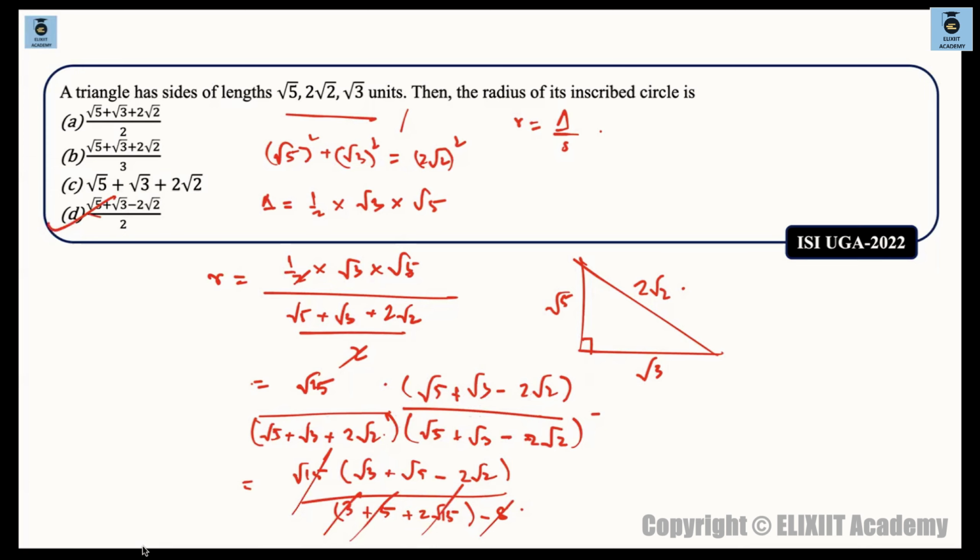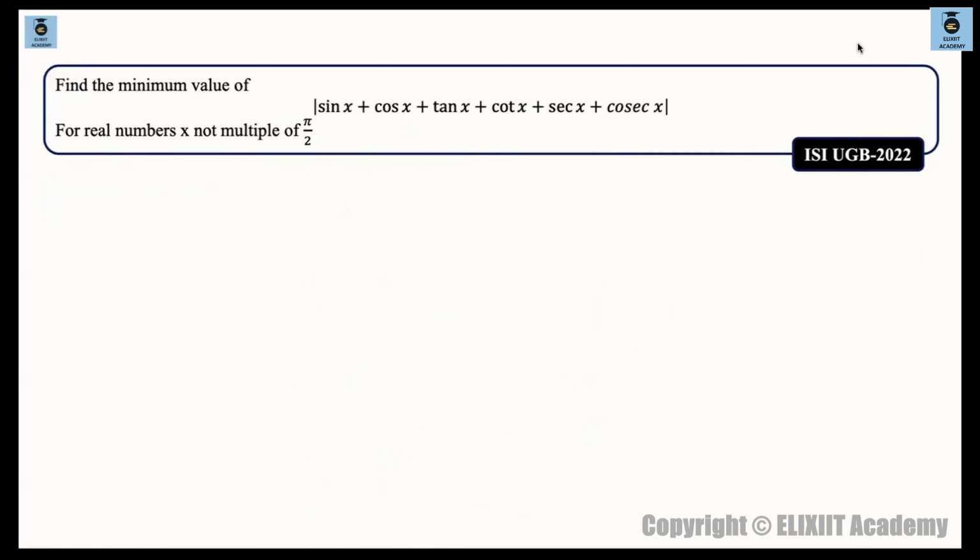Come on, next question. UGB 2022. This question was a notes question. If you see my notes, this is a very old question. I have hardly seen any question given directly from the material as it is, without changing any values. Similar questions you will definitely figure out. Find the minimum value of mod of sin x plus cos x plus tan x plus cot x plus sec x plus cosec x.